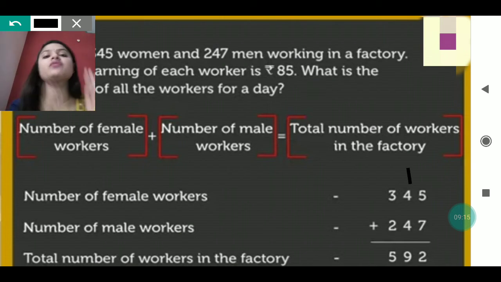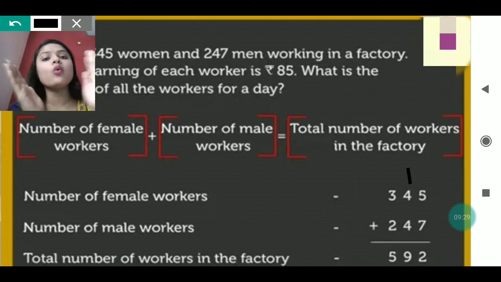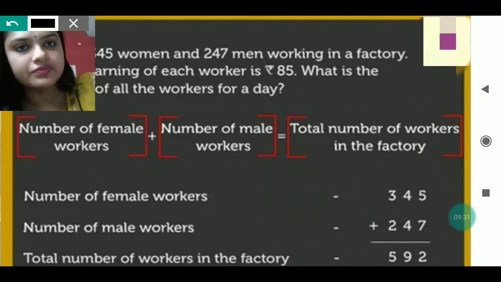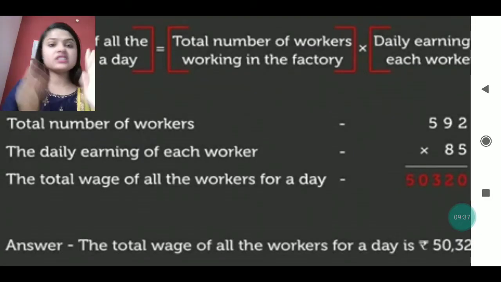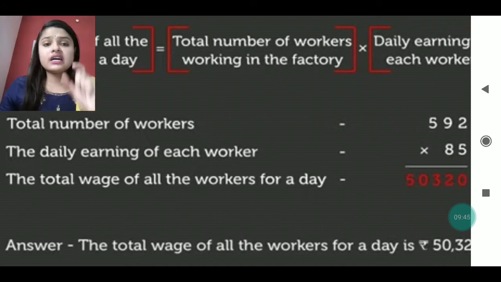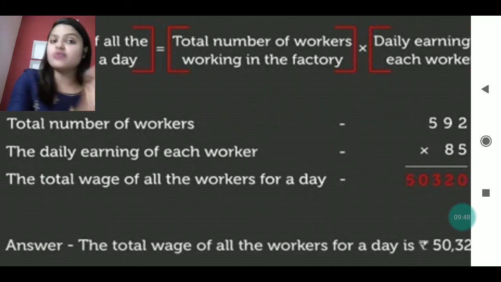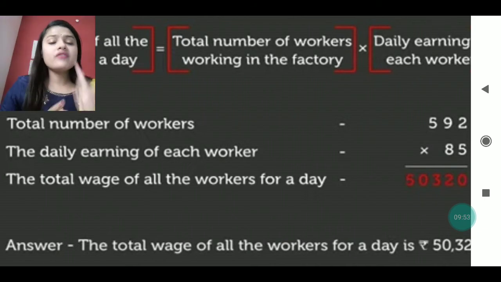This is the first part of the question we have done. We have not right now calculated the amount of wages a person is getting per day. We have already calculated the total number of workers working in the factory. Now we are going to move with the second part. First we have calculated the total number of workers. Now we have to find out the earning of those workers. The daily earning of each worker is rupees 85. It was given in the question. Now we have to multiply.